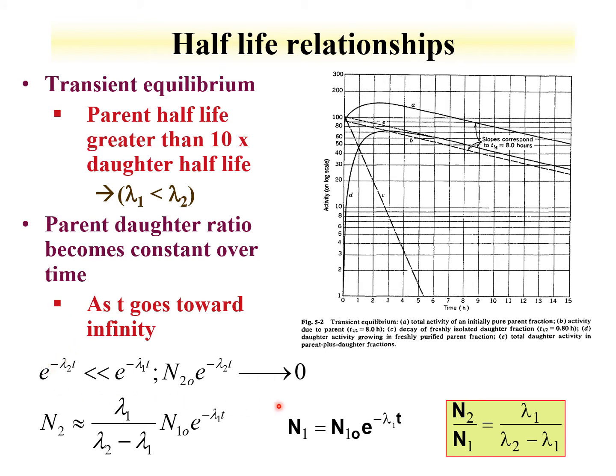And we can collapse the equation so that the number of daughter is approximately equal to the decay constant of the parent divided by the difference between the decay constant of the daughter and the decay constant of the parent, times the initial amount of the parent, e to the minus lambda t, so the decay rate of the parent. It becomes this equation. And then we can just look at a ratio, the ratio between the number of daughter atoms and the number of parent atoms at equilibrium is equal to a ratio of the parent decay constant divided by the difference between the daughter and the parent decay constant.